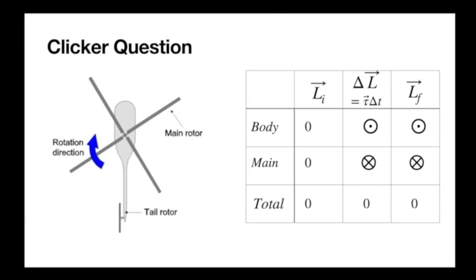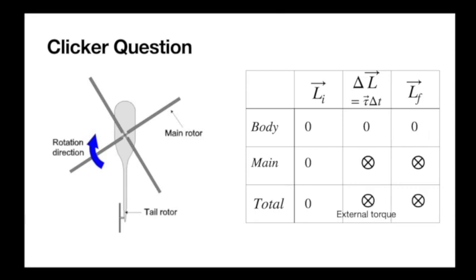So the main rotor goes from 0 to having some into-the-page angular momentum. But since we have no net torque, there's no total change in angular momentum. So the angular momentum of the body has to be equal and opposite. And so if the rotors are spinning clockwise, the body is going to start spinning counterclockwise, making it quite difficult to fly. So that's going to be no good. So we need to fix this.